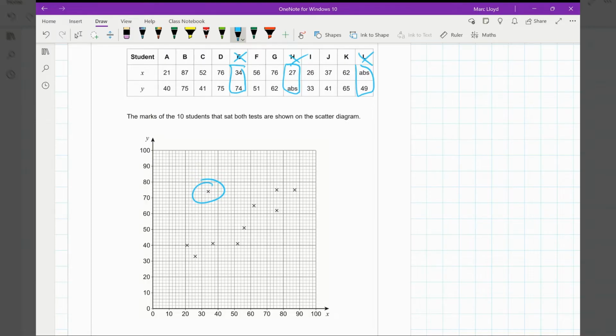Sorry, team. Let's give it one more go. So 40, 75, 41, 75. I've missed out a couple. Okay, I'm going to make sure that my data is correct. You make sure that you make your data correct as well. 51, 62, because I am missing 56, 76. Okay, so now that I've got my 9 pieces of data, of course it's 9 because they've excluded the 2 from their scatter diagram as well.